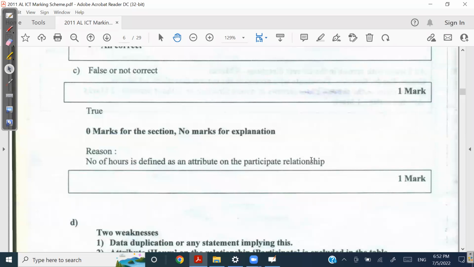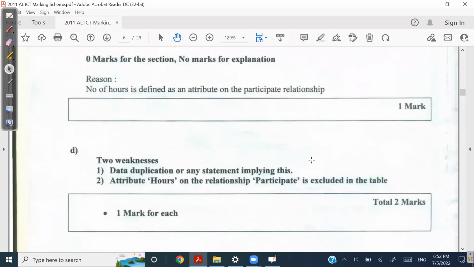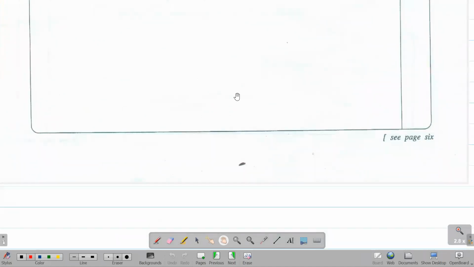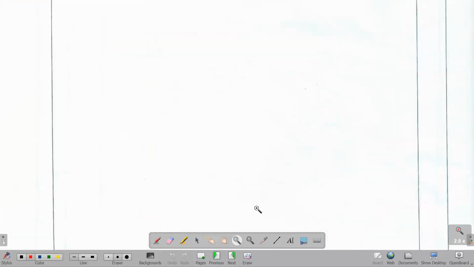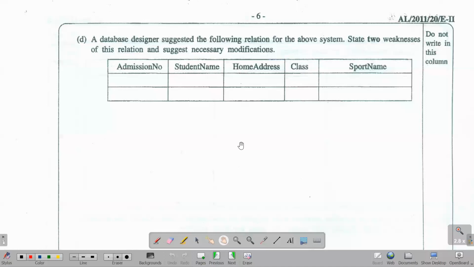The last part D is talking about a particular database design that they have given to you. So how is the database given? It is given like this. It says a database designer suggested the following relation for the above system, state two weaknesses of this relation and suggest necessary modification.